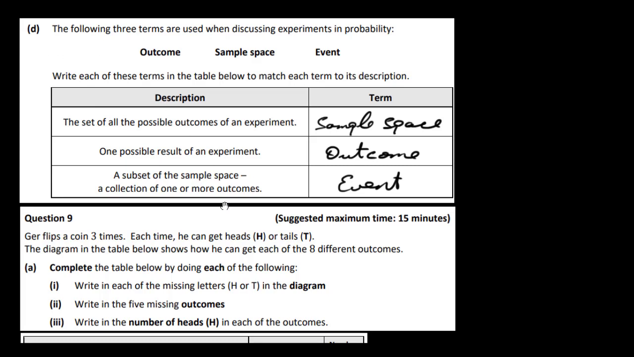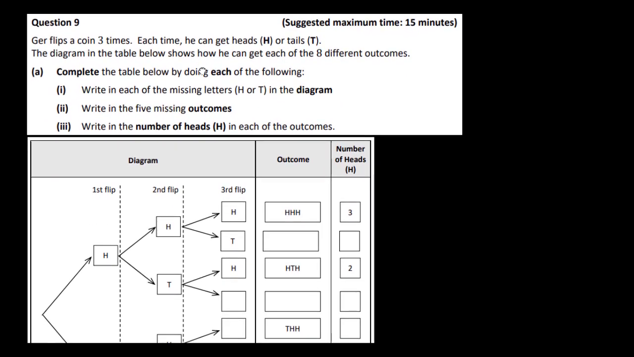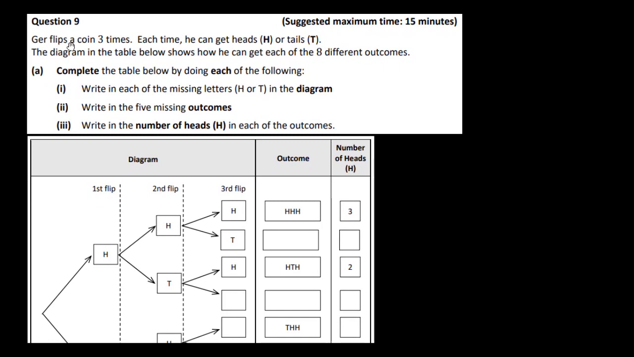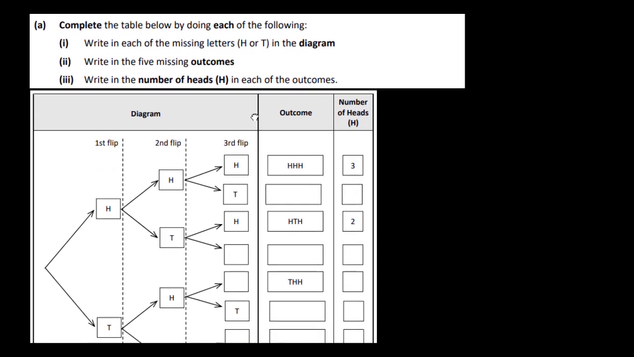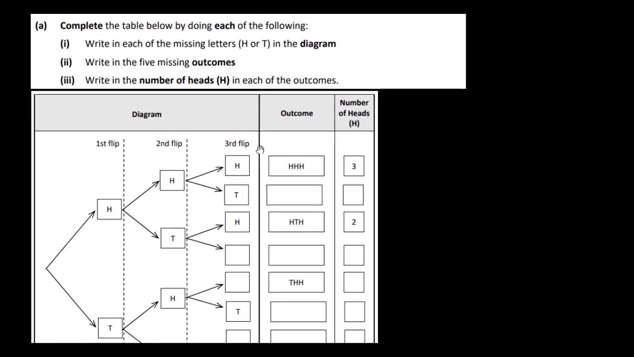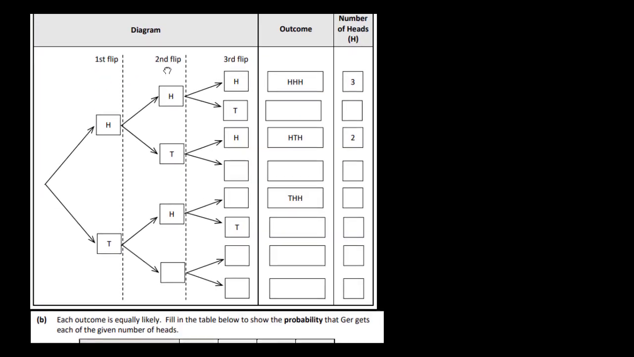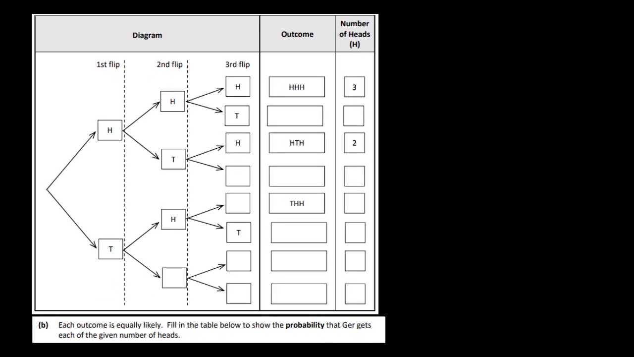So let's have a look at question 9. We have Ger who flips a coin 3 times. Each time he can get a head or a tail. The diagram in the table below shows how he can get each of the 8 different outcomes. Complete the table below by doing each of the following. Write each of the missing letters H or T in the diagram. So let's do that first anyway.